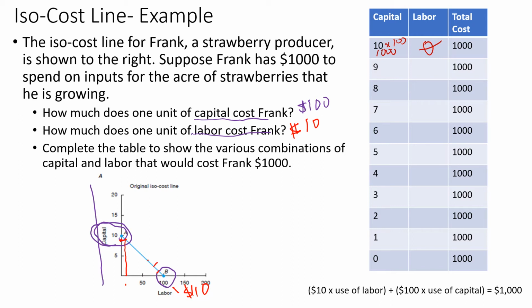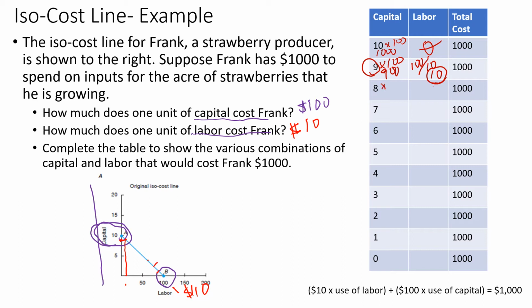If he uses 9 units of capital, we know capital is $100, so that's going to be $900. He has $100 left to spend on labor. Labor costs $10, so if we divide that 100 divided by 10, we know he can use 10 units of labor. So 9 units of capital with 10 units of labor.